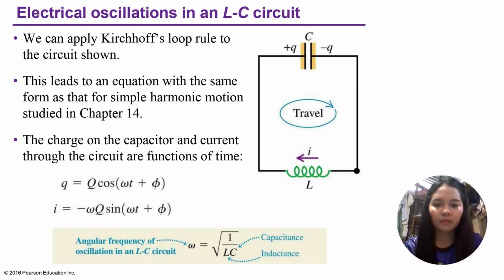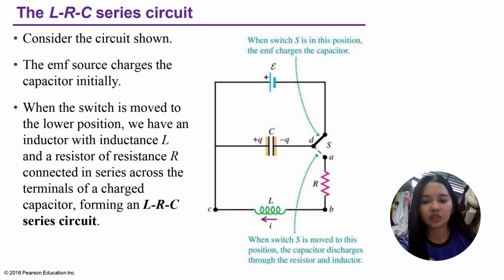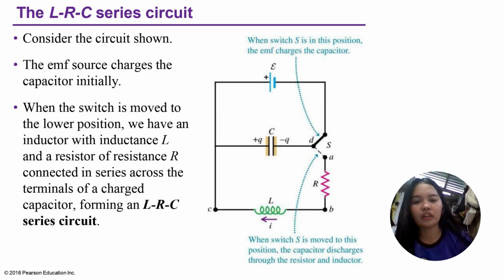And now, let's delve deeper into a mathematical description of electrical oscillations in an LC circuit. So, by applying Kirchhoff's loop rule, we can derive a. So now let's introduce a third component, resistance. So the series circuit consists of an inductor, capacitor, and resistor, which are connected in series. So the presence of resistance introduces damping to the oscillations.